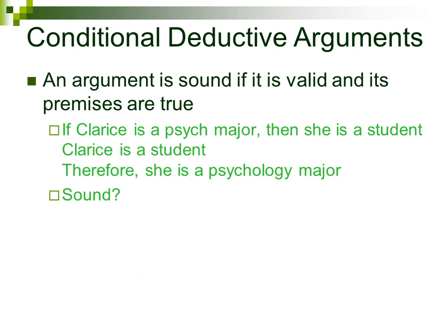How about this one? If Clarice is a psychology major, then she is a student. Clarice is a student, therefore she is a psychology major. Is this argument sound? Well, for the sake of argument, we might assume that the two premises are true. However, the argument is still not sound because this is not a valid argument. So, first thing we want to check, is the argument valid? No, it isn't. This is affirming the consequent. The second premise is saying that the consequent is true, not that the antecedent is true. So it's an invalid argument, meaning it's not sound, and so we shouldn't believe the conclusion.